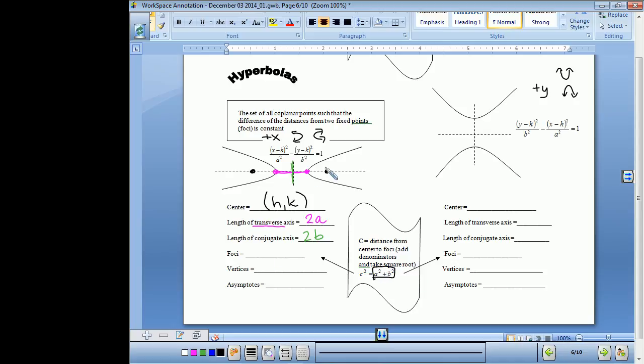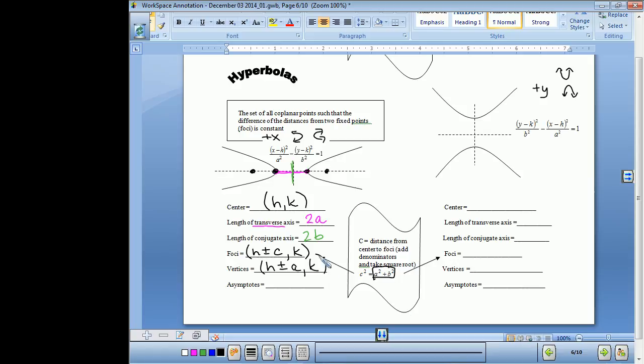So, since I'm adding them and going left and right, my foci end up being h plus or minus c, k. Does that make sense? Yes. Okay. These vertices, which are part of the graph of the hyperbola, can be found by doing h plus or minus what? a. Good.